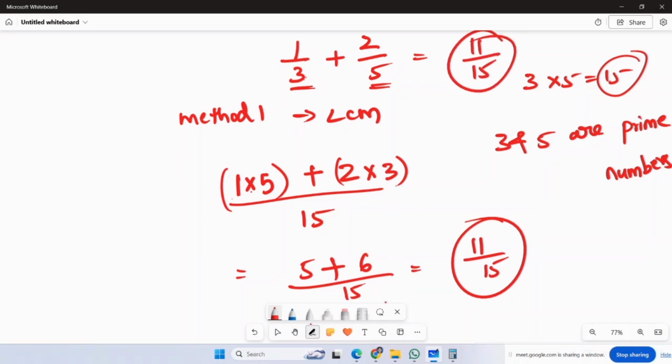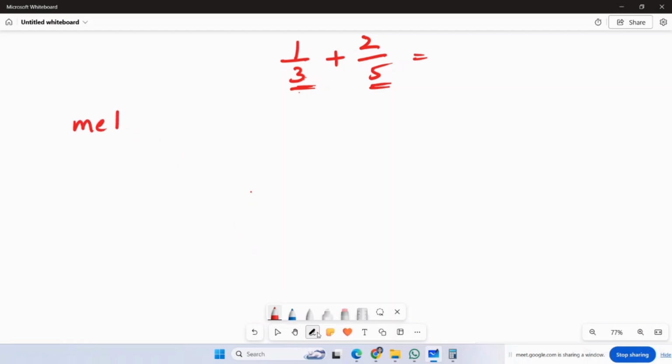Method 2 is easy, and quickly we can do it. We will convert both fractions into their equivalent fractions, and then we will add. We convert equivalent fractions by multiplying. Let's see here. 1 upon 3 times the other fraction's denominator.